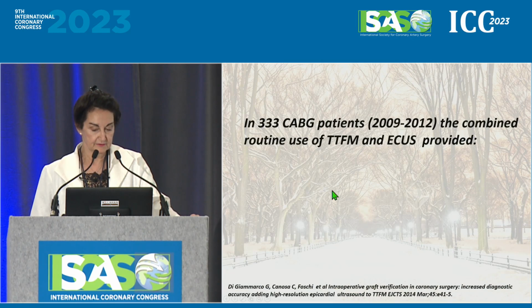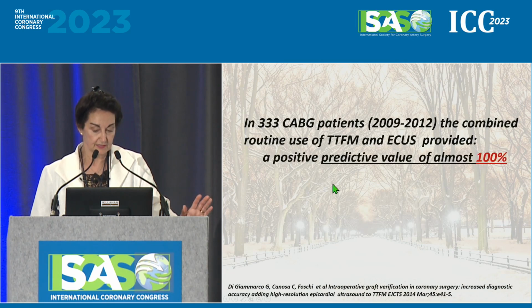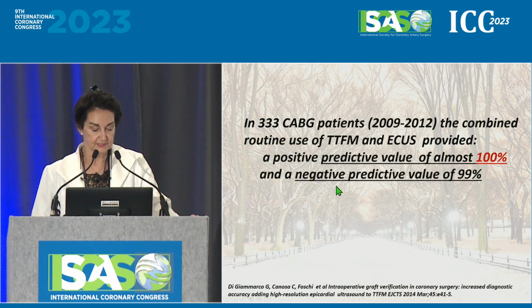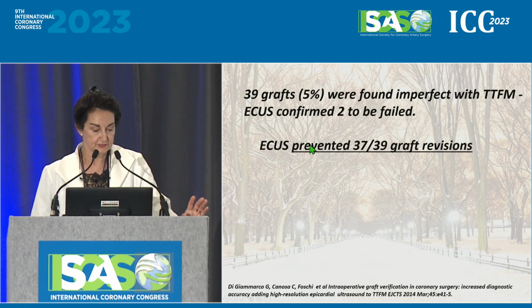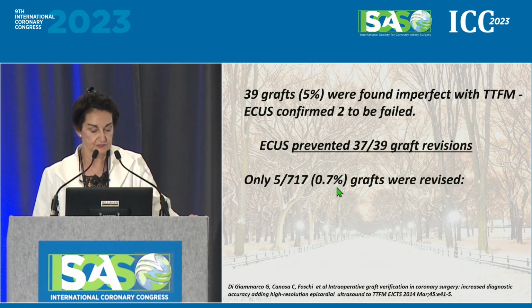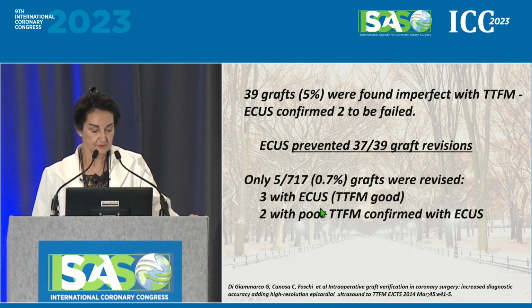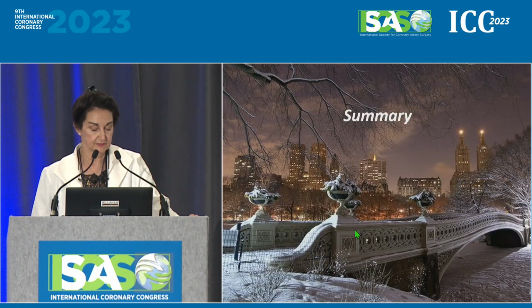DiGiammarco did a phenomenal study here, and I think this is one of the most important studies. He used both TTFM and ECUS and found a positive predictive value of almost 100% and 99%, whereas with TTFM alone, 10 and 98%. 39 grafts were found to be imperfect with TTFM, and ECUS only confirmed 2 to be failed. Therefore, ECUS prevented 37 of 39 revisions, and 2 with poor TTFM were confirmed with ECUS. So ECUS has the final say.